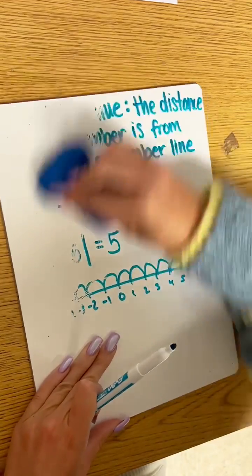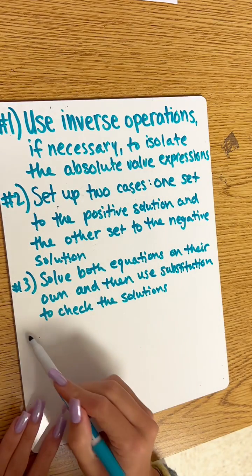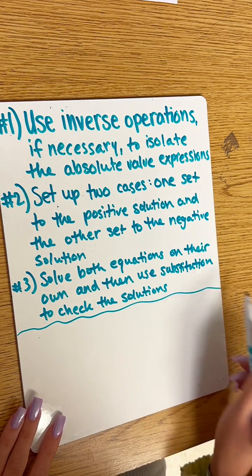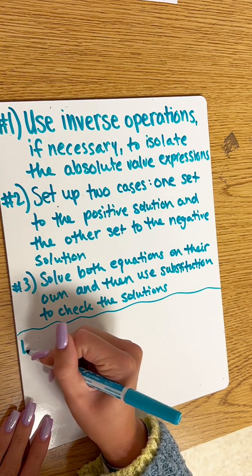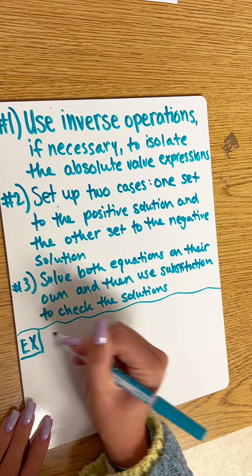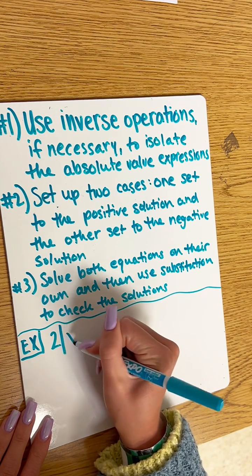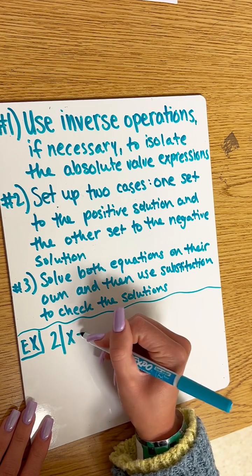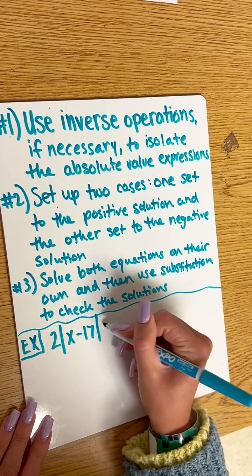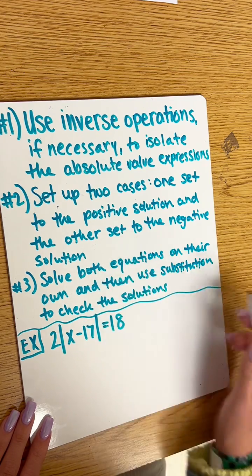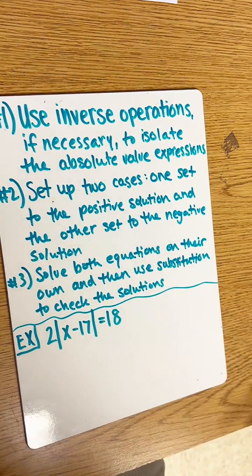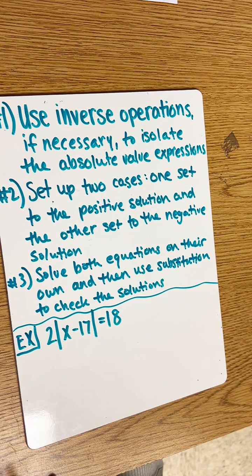In order to solve an absolute value equation, there are 3 main steps. The first one is you are going to make sure that your absolute value symbol is alone on one side of your equation, and then you need to set up 2 different cases, one set equal to the positive solution, one set equal to the negative solution, and then we're going to use substitution to check our answer.